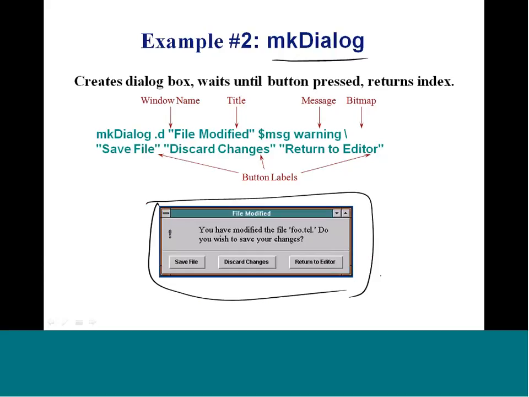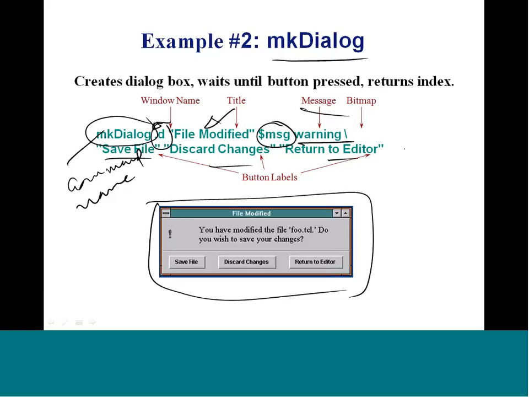In Tk terms, make dialog is the command name, and then .d is the window name. Now we have a title which is called file modified. And then what kind of message is this? We type it as $message, it's a warning. And then we also have the button labels here. Each one will generate one button here.